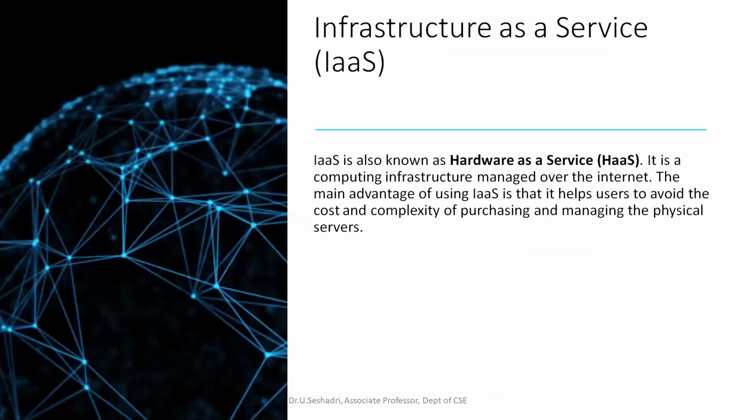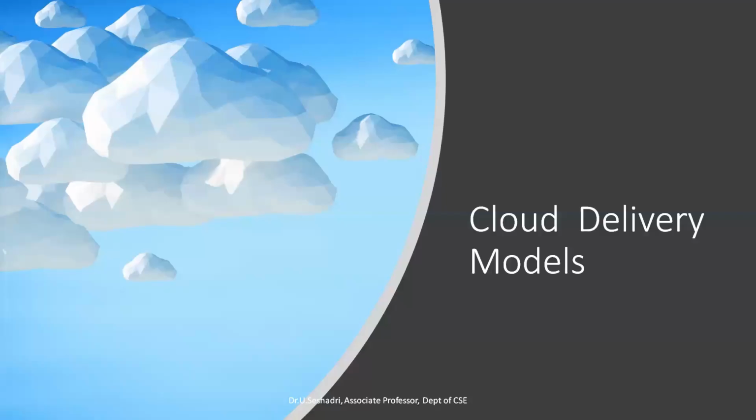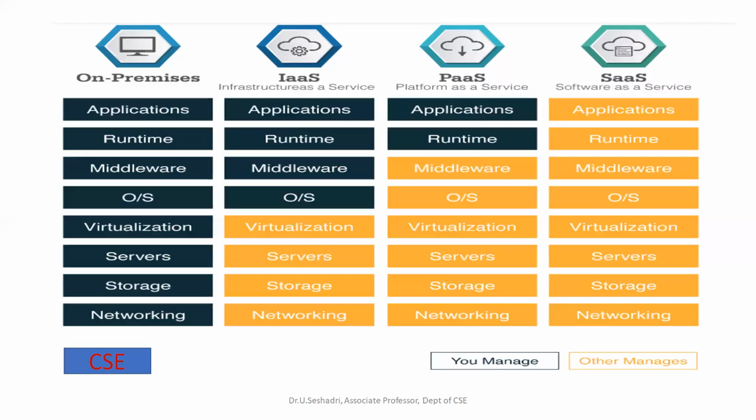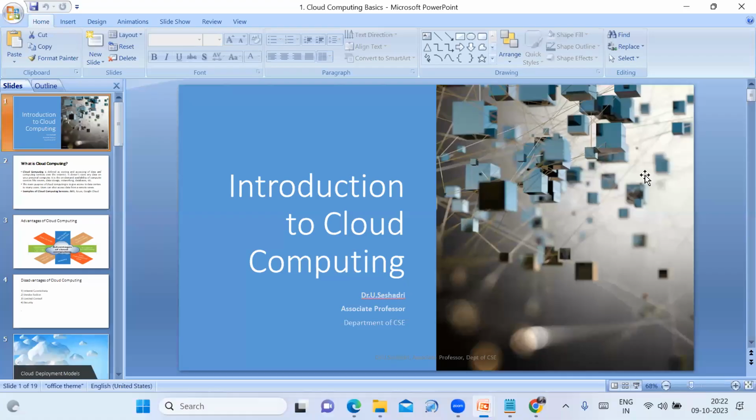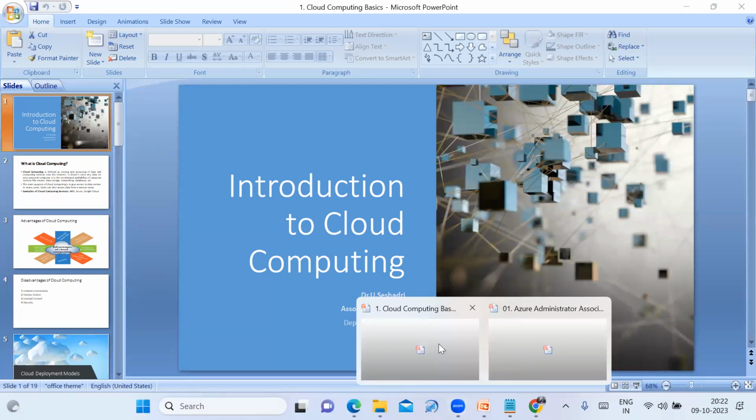Those are the cloud delivery models. Cloud deployment models are public, private, hybrid, and community. Three delivery models are there: infrastructure as a service, platform as a service, and software as a service. Right? Those are the cloud deployment models and the delivery models. Okay. Now we are going to discuss some other terminology related to cloud computing.